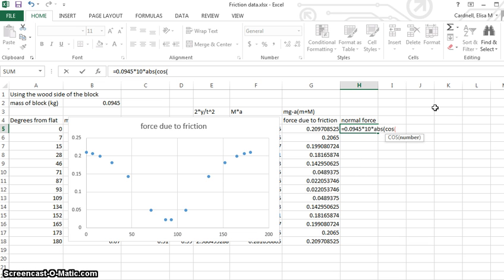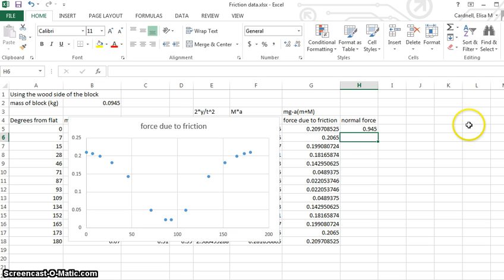However, Excel thinks that these degrees are in radians. That's just how it's programmed. So I have to convert my degrees from the horizontal. I want to multiply that times 2 pi radians, so 2 pi is 6.28, for every 360 degrees. So I'll do that, close that other parenthesis, and there we go.